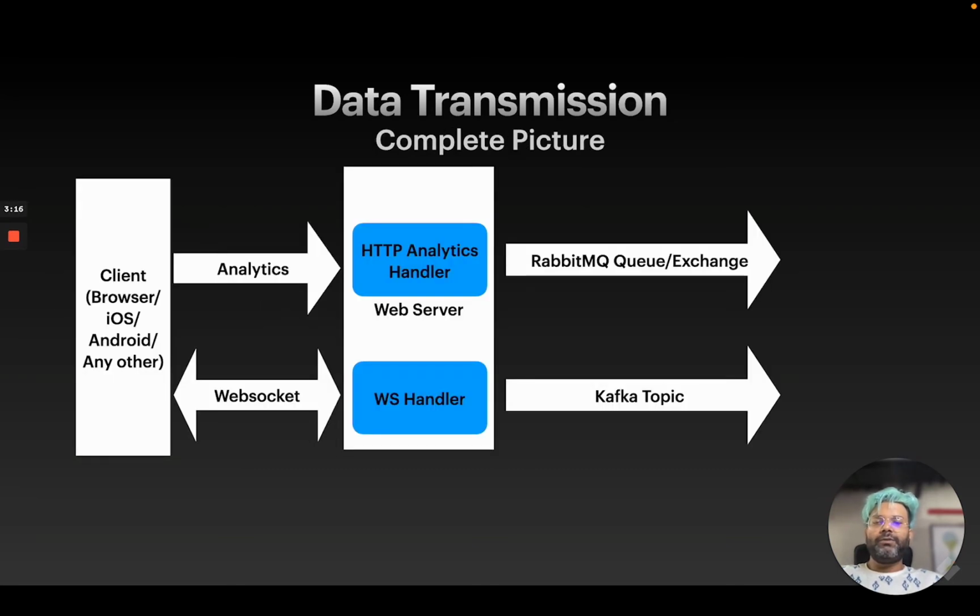Now, the complete picture of data transmission goes something like this. There is a certain client, which could be your browser, any iOS, Android app, even a Unity game that you are playing, or any other application. And these applications, these clients, can send data to the web server in two ways, as we have seen. The first way is using a standard HTTP technique, wherein an event is generated every time an action is taken, and this event is sent using the analytics APIs to the web server.